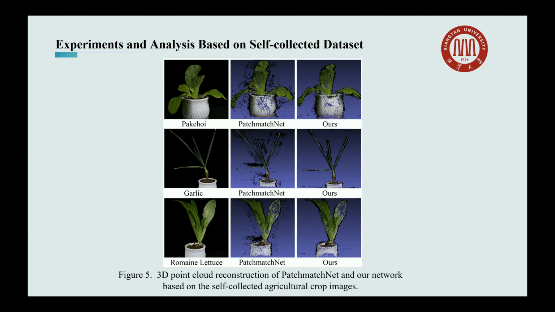The experimental results are illustrated in Fig 5. It can be seen that the point clouds reconstructed by the proposed network have fewer false matches in comparison to PatchMatchNet, and the reconstructed point clouds are more complete and give better human visual perception.